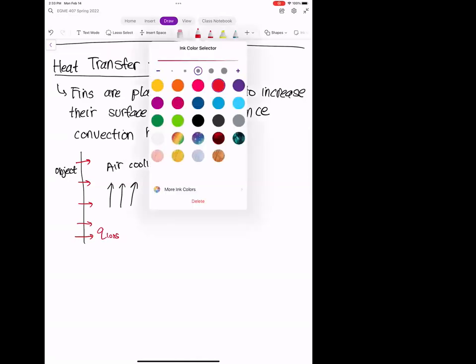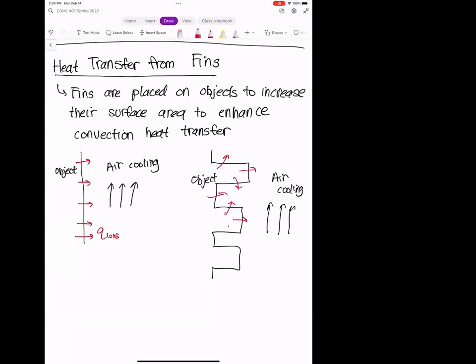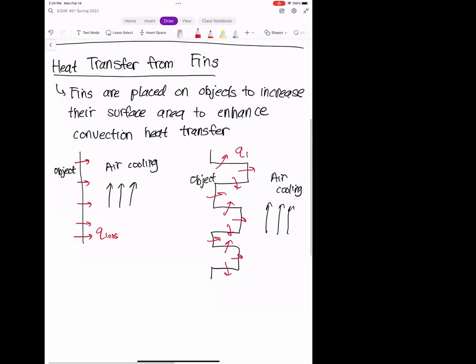If you compare that situation to one where you do have a fin, or in this case several fins, and just like before we have air cooling, here's the object. In the situation on the right, you're going to have much more convective cooling, because you just have more surface area. You have more places where the air can contact the object, and thus more places to offload more heat.